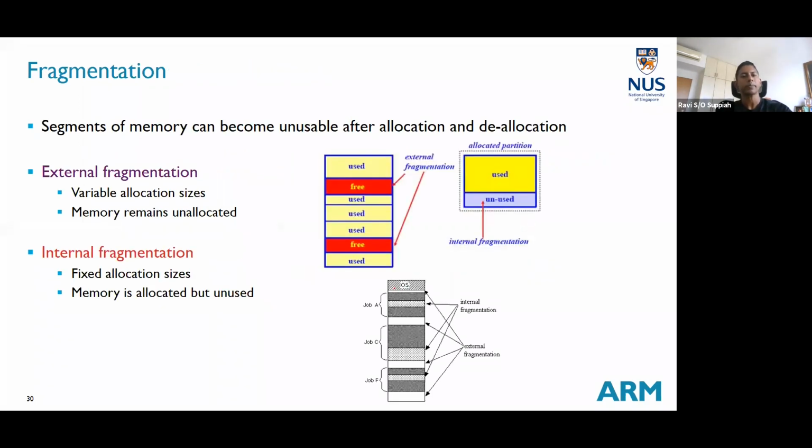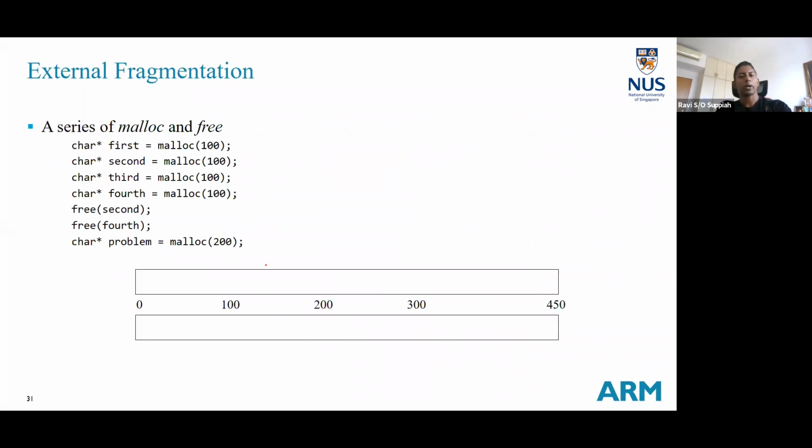So when I use malloc and free, what are the issues that can be caused? It can cause what we call fragmentation. There are two types of fragmentation. One is called external, the other is called internal. In external, let's see what happens.